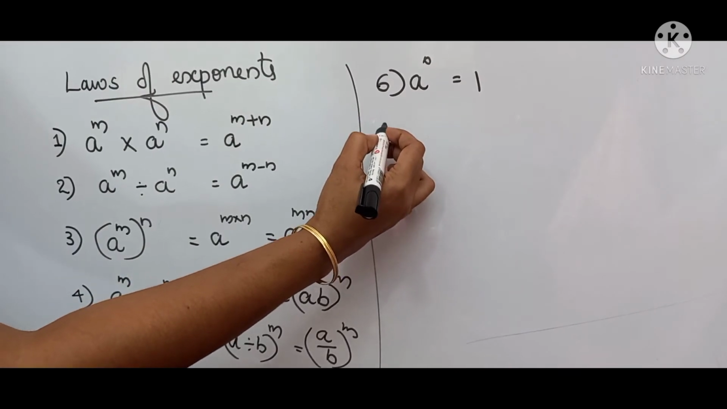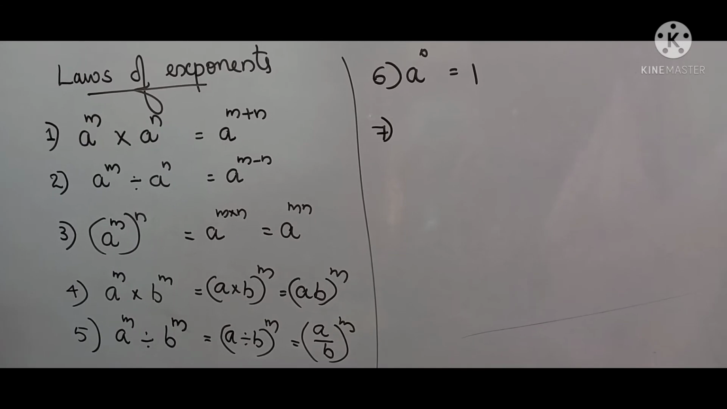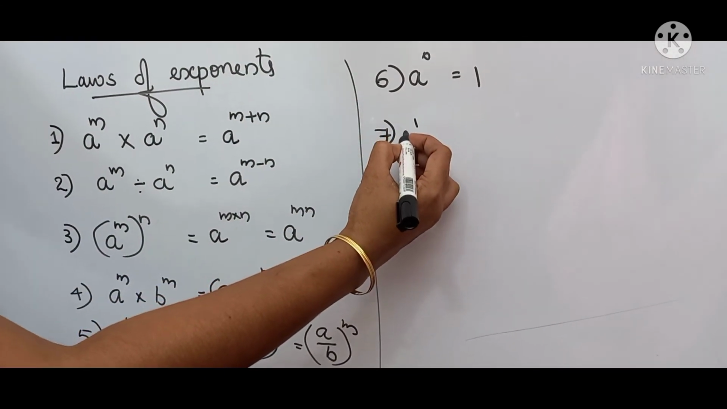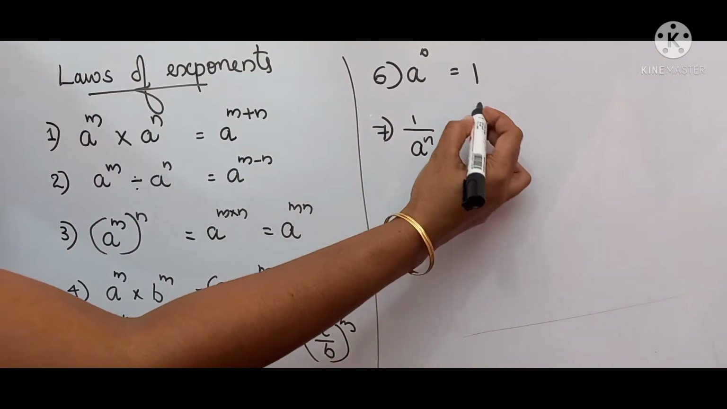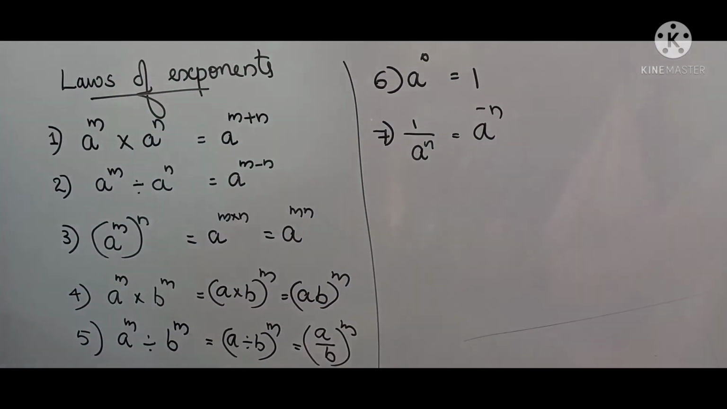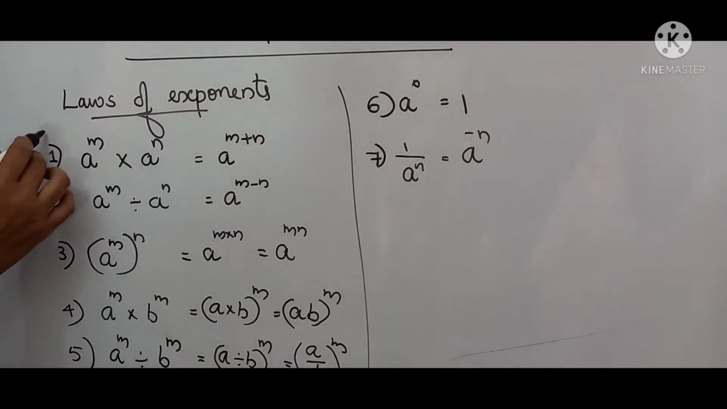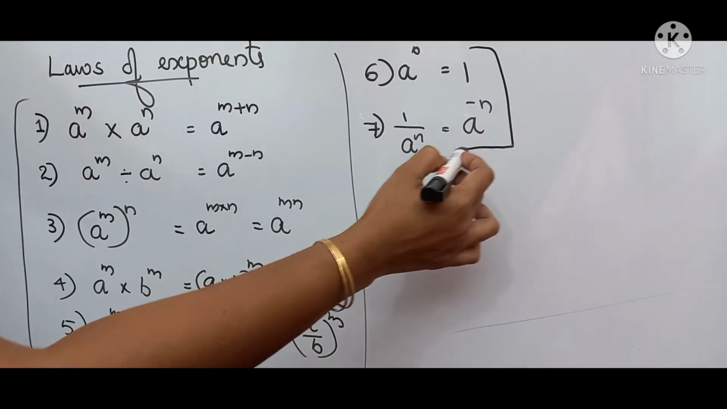Then the seventh law, related to negative exponents, is very important. 1 by a raised to n is equal to a raised to minus n. These are the 7 basic laws in the chapter exponents and powers.